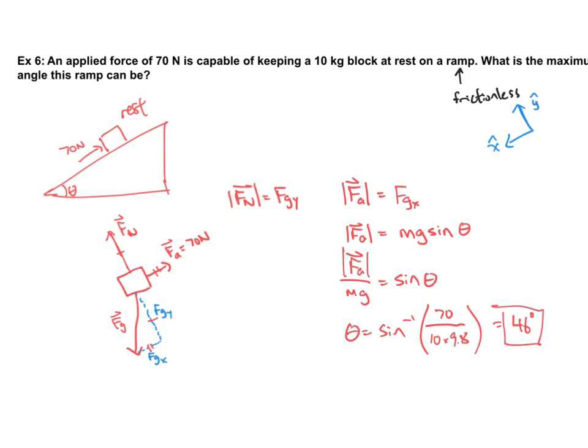If the ramp is steeper than that, then the x component of gravity is going to be bigger than 70 newtons, and it will not be able to keep it at rest. What if the ramp is less than 46 degrees? Well, then we don't even need 70 newtons to keep it at rest. We can use less than 70 newtons to keep it at rest. But if we're capable of applying 70 newtons, then the maximum angle we can support would be 46 degrees.